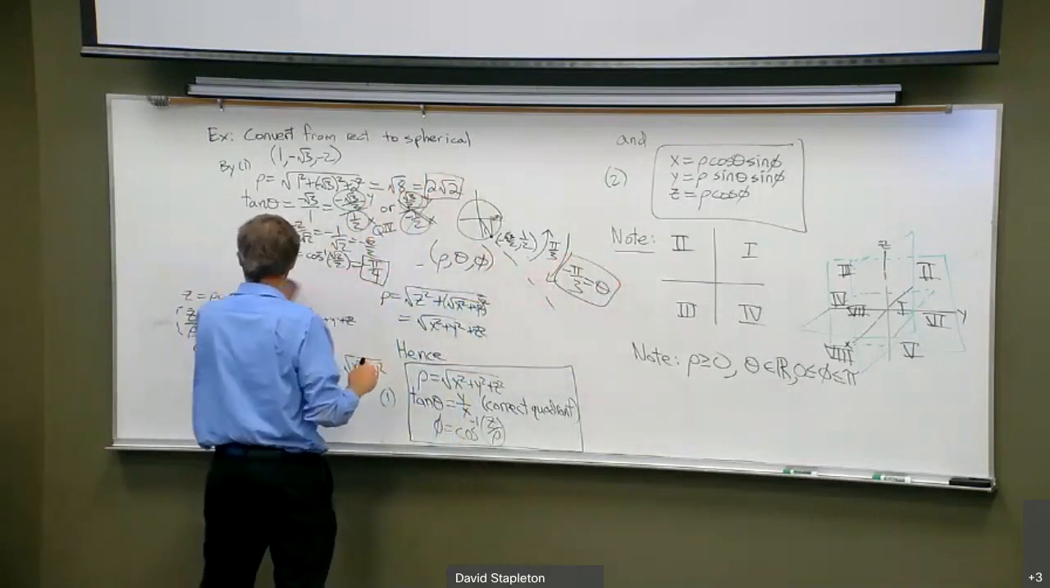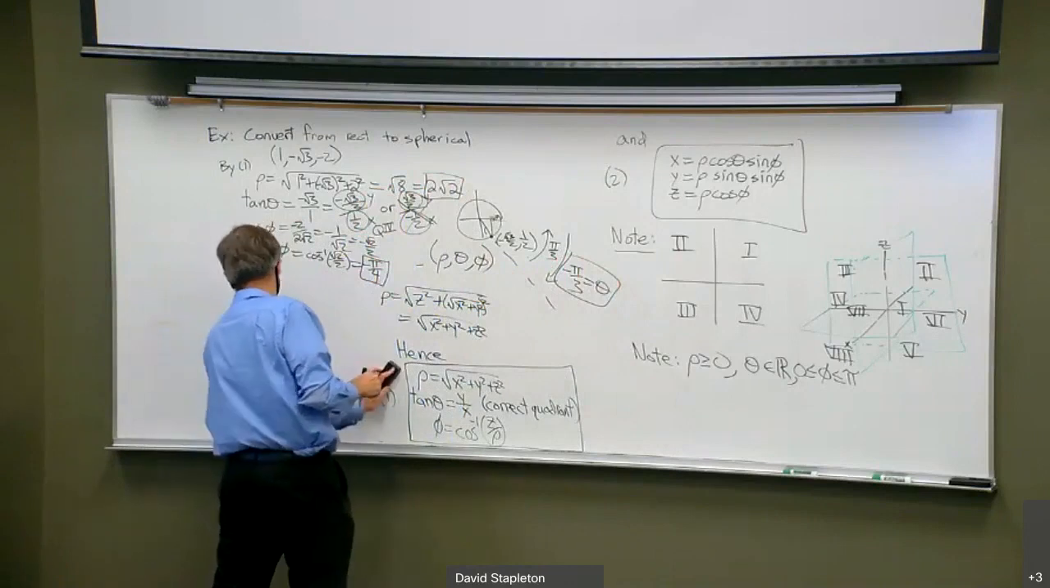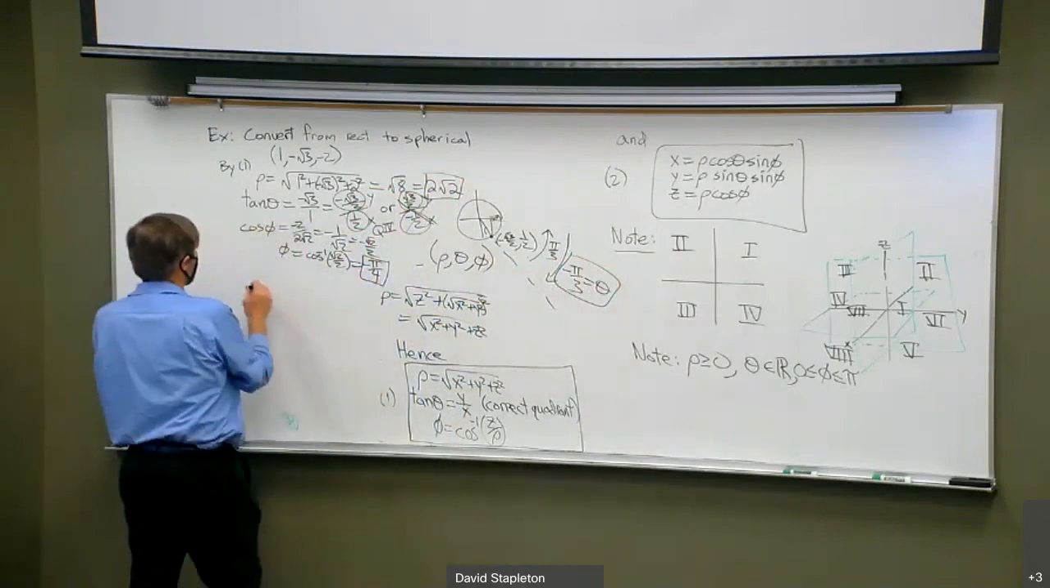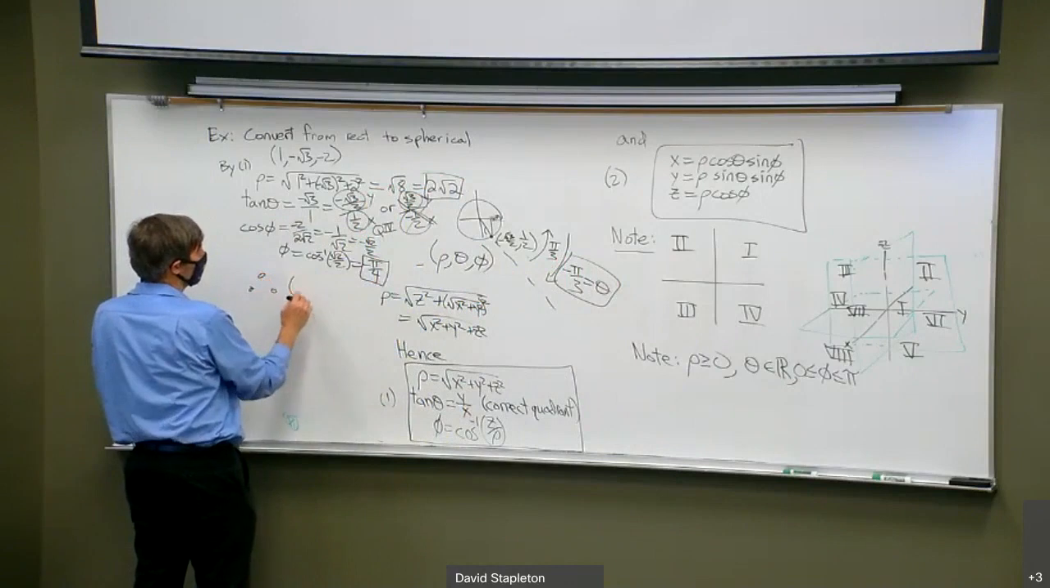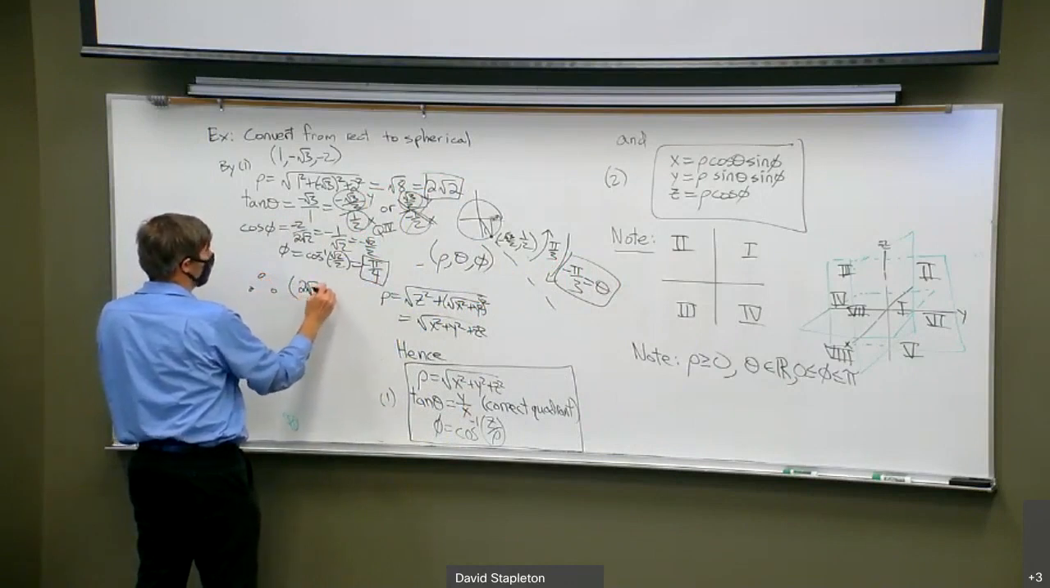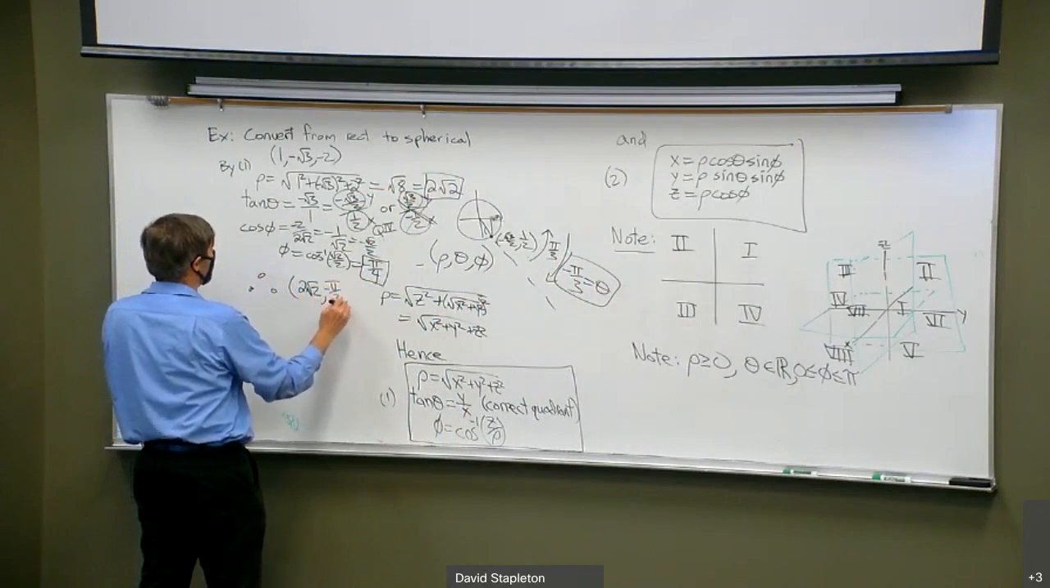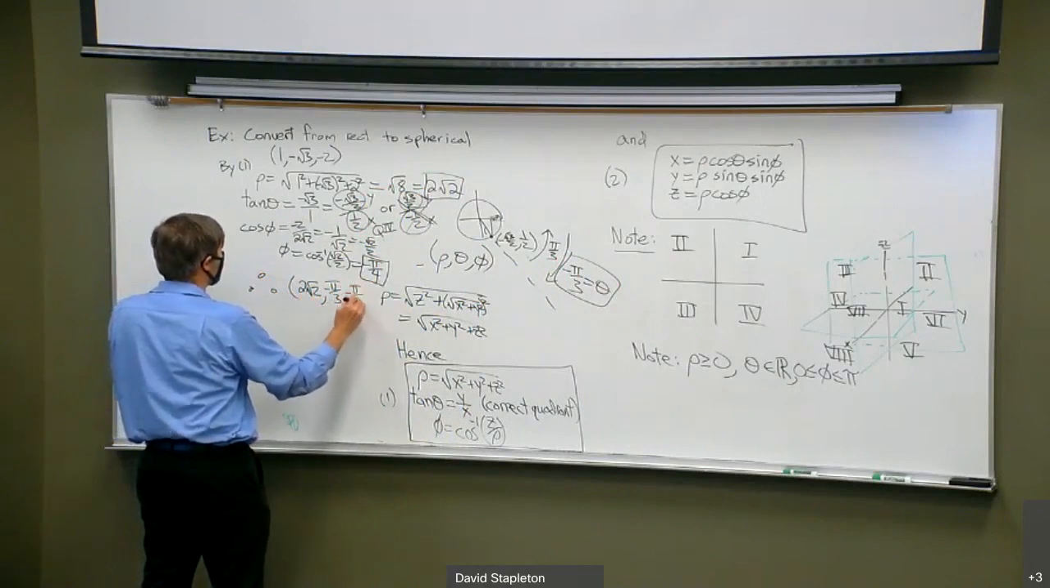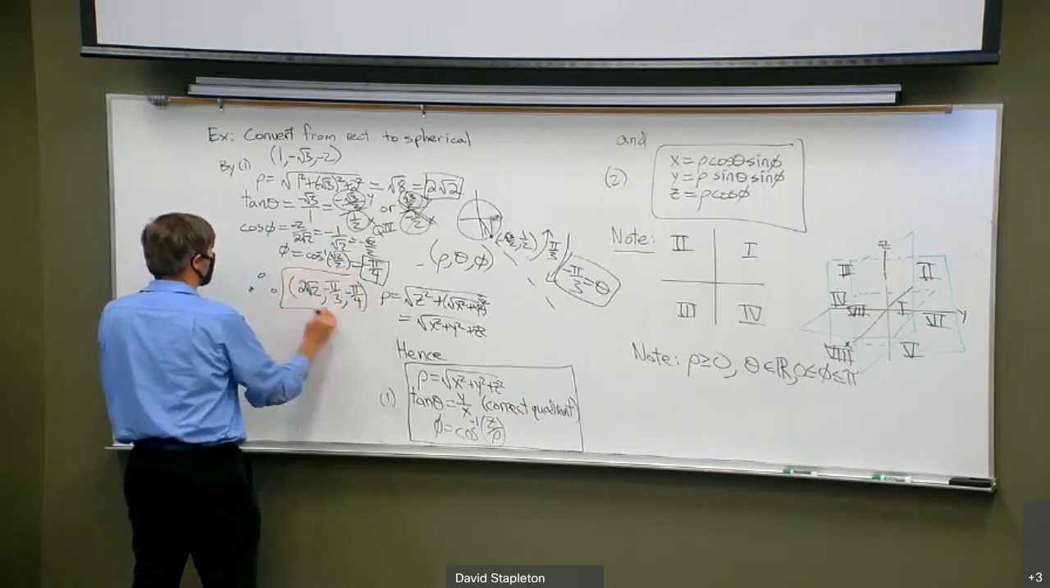So I got this one. My coordinates for this point, spherical coordinates. Therefore, 2 square root of 2, minus pi over 3, 3 pi over 4. There's one choice for spherical.